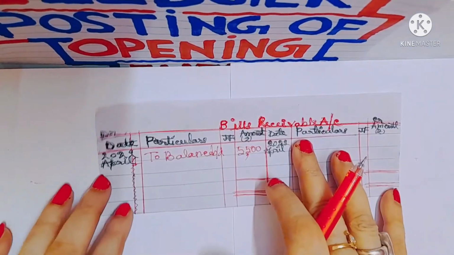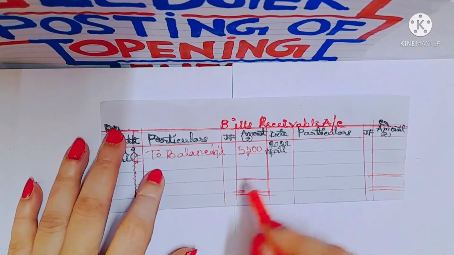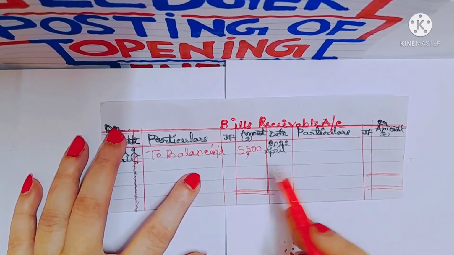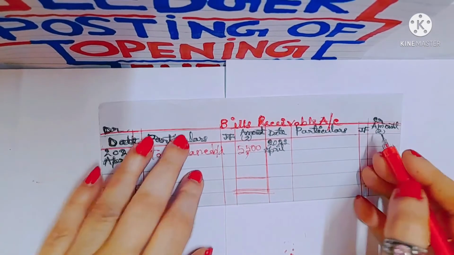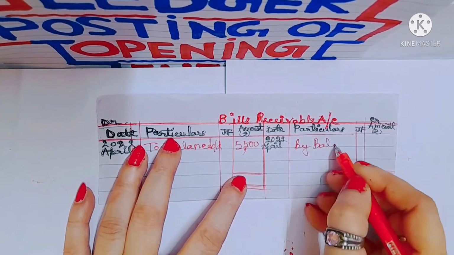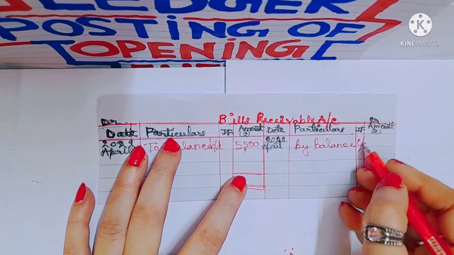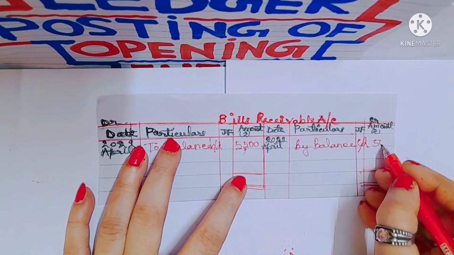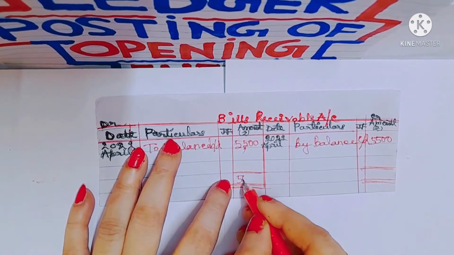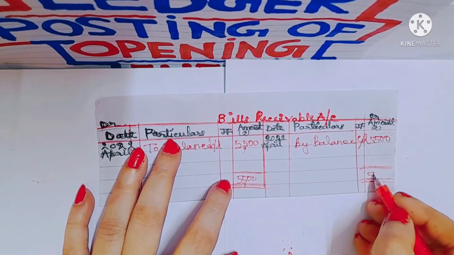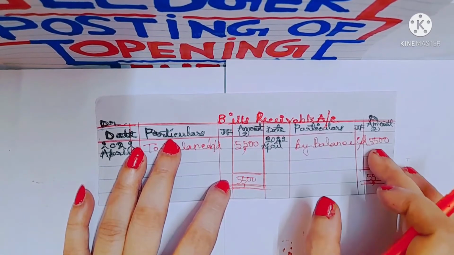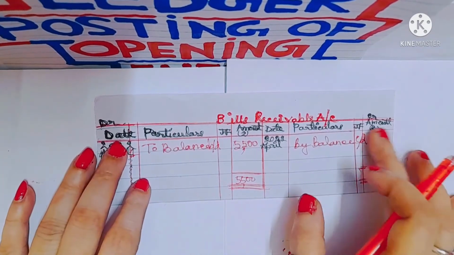The next account is bills receivable. Which side is greater? Obviously the debit side. Since nothing is written on the credit side, 0, that means 5,500 minus 0 will give you 5,500. Where is the shortfall? Obviously on the credit side, we'll write by balance CD. So 5,500. We'll write the debit side total on both sides. And the shortfall is on the credit side, so we'll write by balance CD. On the credit side, the amount will be 5,500.